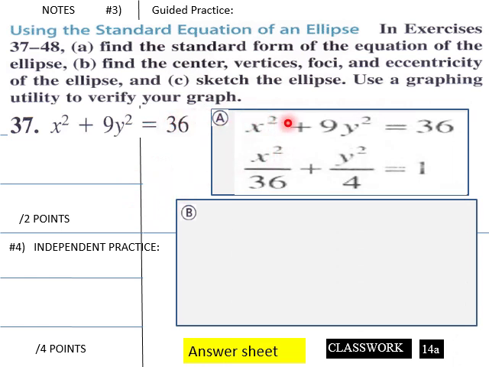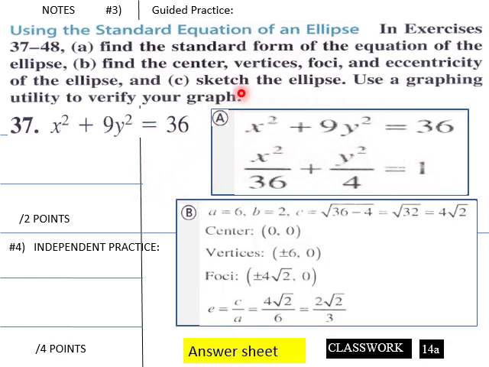So here's our original x squared plus 9y squared equals 36. And then we're going to get rid of this 36, make it 1. So we're going to divide through by 36. Here's your equation for the standard form of this ellipse. And then B would be find the center, vertices, foci, and eccentricity. So we have a equals 6, b equals 2, and then c would equal radical 36 minus 4, which would equal radical 32, which equals 4 times the square root of 2.